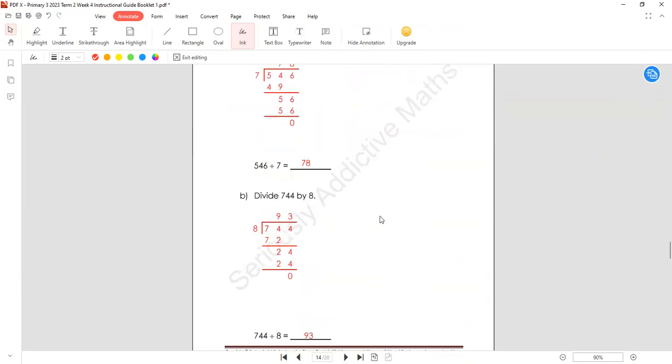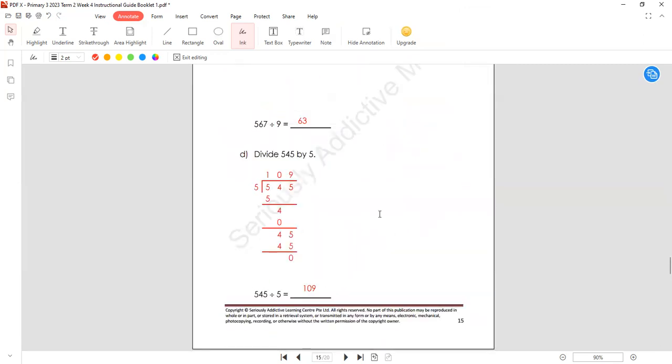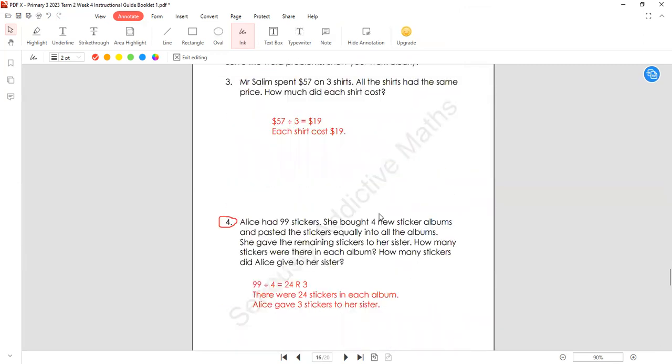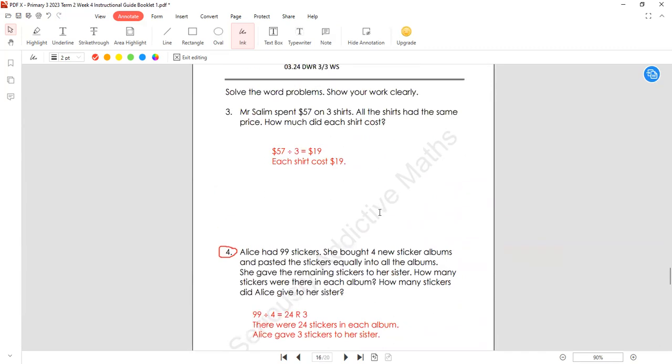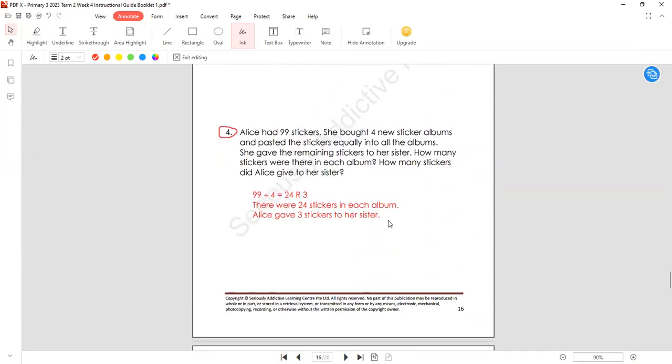And then the main thing that you perhaps would need to teach, because those are just practices. Once you formally start the class, we're going to start off with the word problem on page 16, question 4. Alice had 99 stickers. She bought 4 new sticker albums and pasted the stickers equally into all the albums. So these would be groups, 4 new albums. These are groups.